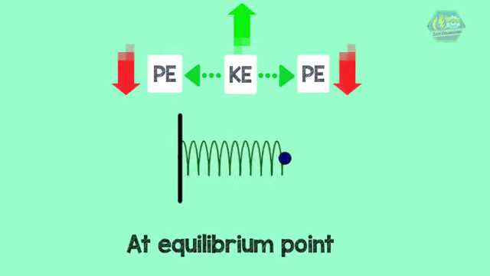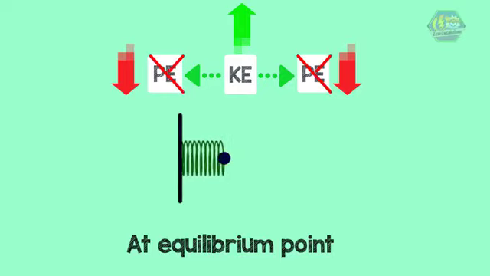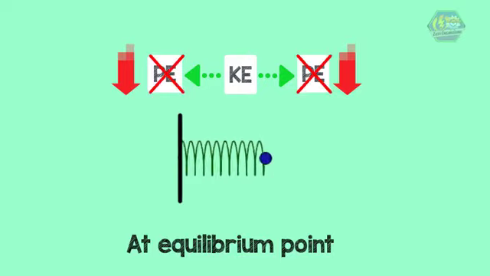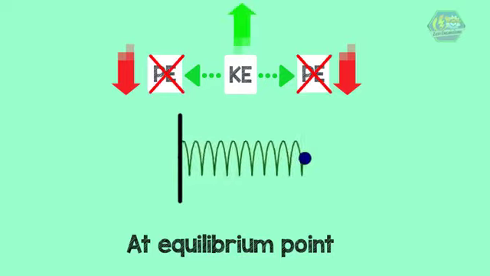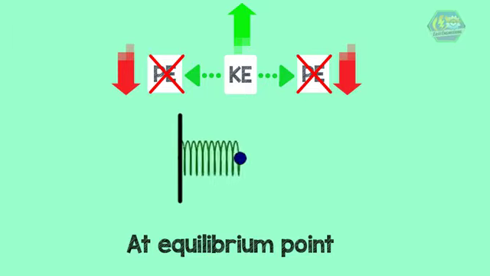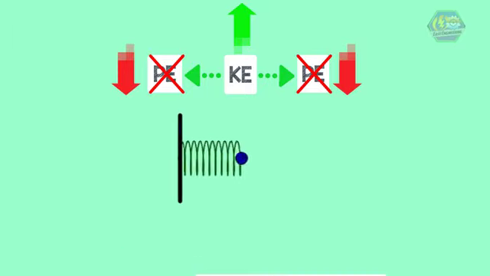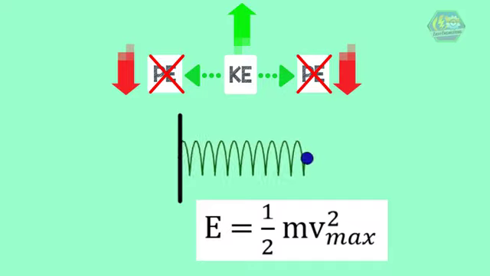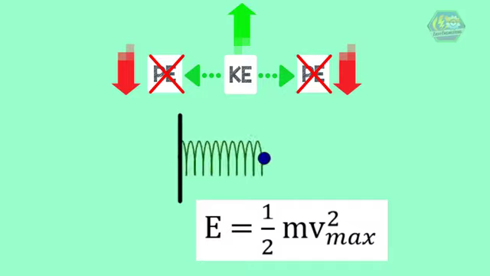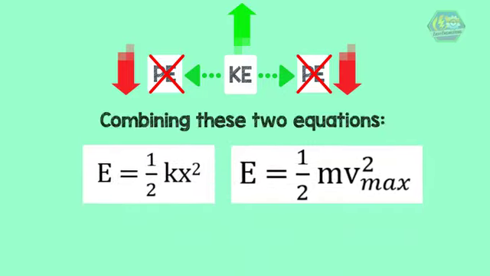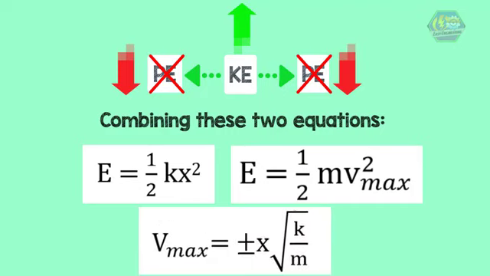At the equilibrium point, the potential energy becomes zero and its kinetic energy has reached its maximum. This means that when the ball experiences kinetic energy, the total energy of the ball is equal to half of its mass multiplied by its maximum velocity squared. Combining the two equations together, we can find the maximum velocity of the ball. This equation tells us that the maximum velocity is equal to the amplitude times the square root of the spring constant divided by its mass.